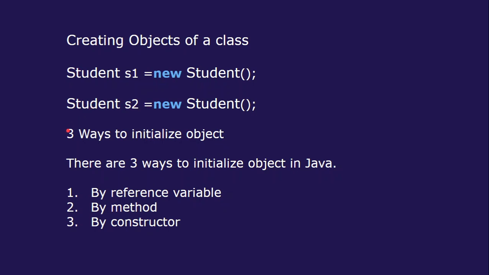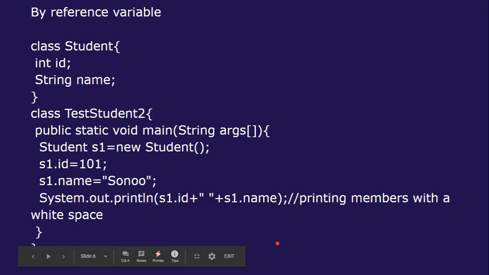Okay, so now how to initialize an object? Why initialize? The object data may have some initial values. In order to give the initial values for those data, we have three methods. One is by reference variable, another is by method, and the last is by constructor. Let us see one by one how the values can be initialized for an object.